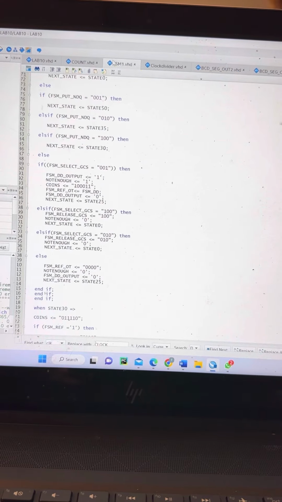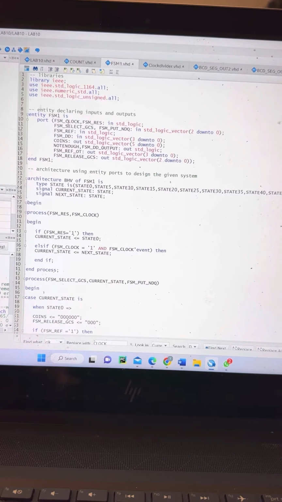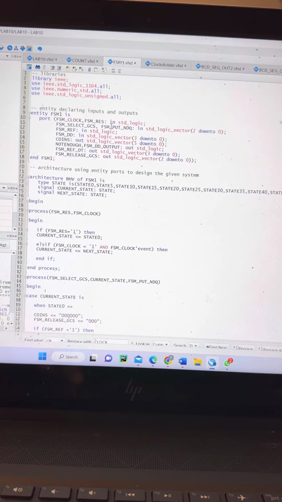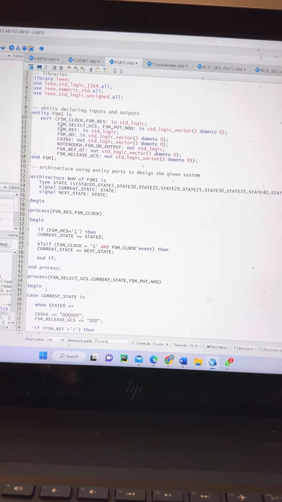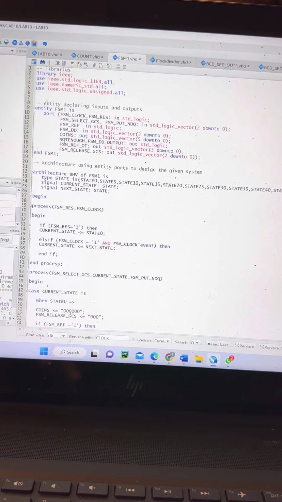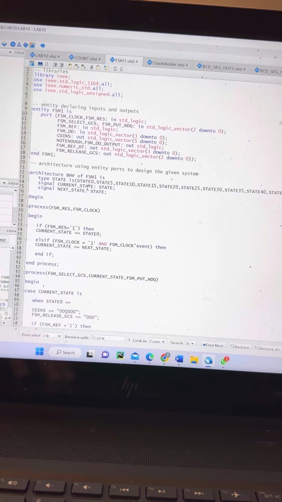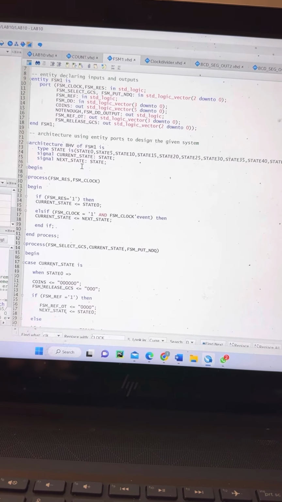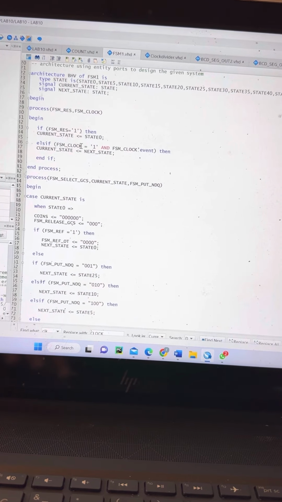Coming down to my FSM, in the entity you can see the clock, the reset, the select of the gum, candy, soda, and the input where you enter the nickel, dime, and quarter, the coins basically. Then you have the DD, the coins, the not enough, and the output, and then the REF output and the release of the gum, candy, soda. Moving on, in the architecture, we're using the entity ports to design the given system. Here in the state, you have up to state 55 with the current and the next state, and then you have the rising edge taking place over here.